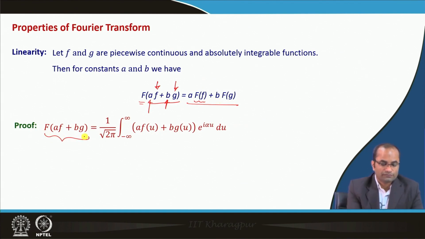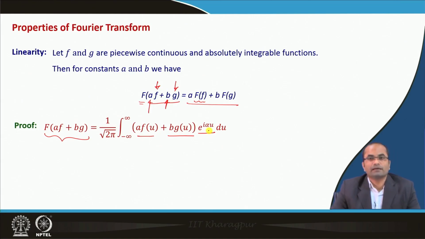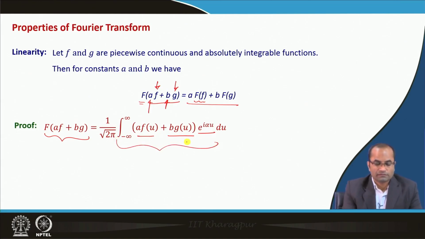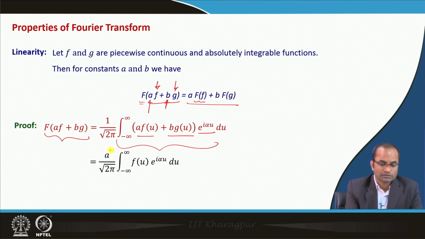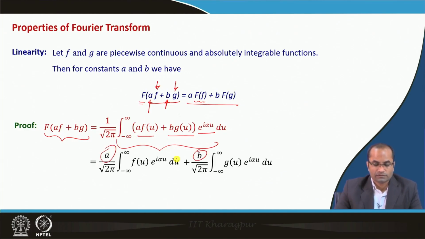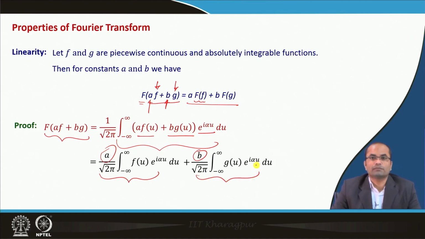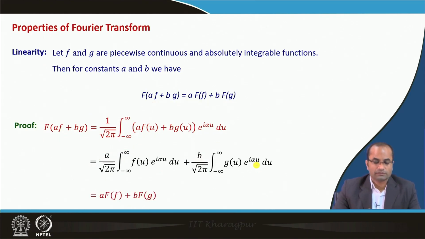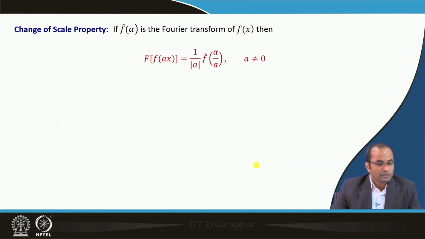If you want the Fourier transform of a f plus b g, that means the integral of a f plus b g times e power i alpha u, and since it is an integral, we can break it into two parts and the constants can be taken out. The remaining portions are nothing but the Fourier transform of f and the Fourier transform of g. So, this is a common property of all integral transforms. Later on we will see again that the Laplace transform also enjoys this property.